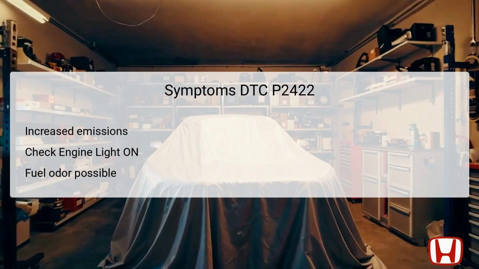When the DTC P2422 is present, several symptoms may arise. One of the most apparent signs is the illumination of the check engine light, CEL, on the dashboard, indicating a problem detected by the PCM. Additionally, you may notice increased emissions, which can lead your vehicle to fail emissions tests, further emphasizing the need for repairs. It's also possible to encounter a fuel odor, particularly in the vehicle's vicinity, as vapor leaks may occur if the EVAP system is not functioning correctly.